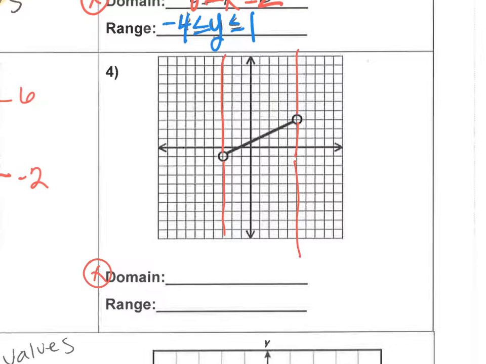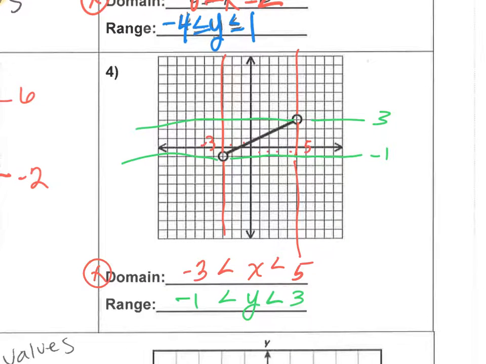All right, if domain is my x values, then I know it goes from 1, 2, 3, 4, 5. 5 is my high, negative 3 is my low. So I know my domain is negative 3 is less than x, which is less than 5. My range is my y values, and that goes from negative 1 to 3, and that's y, and those are going to be less than and less than. I always want to write the lowest number on the left and the highest number on the right when I'm writing these inequalities, and if I do that, then my inequalities will both be less than.